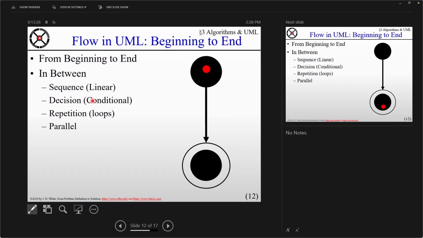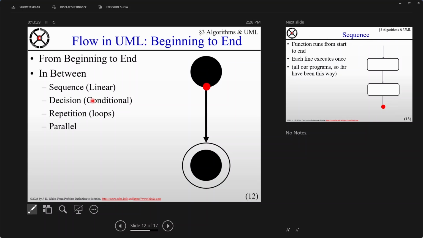So let's now look at how we start to illustrate flow. Basically, here the algorithm starts at the beginning and goes down to the end of the algorithm, which is here. Within the algorithm, we can have sequential or linear operations, decisions, that's conditional operations, or repetitions, i.e. loops, or parallel processing situations.